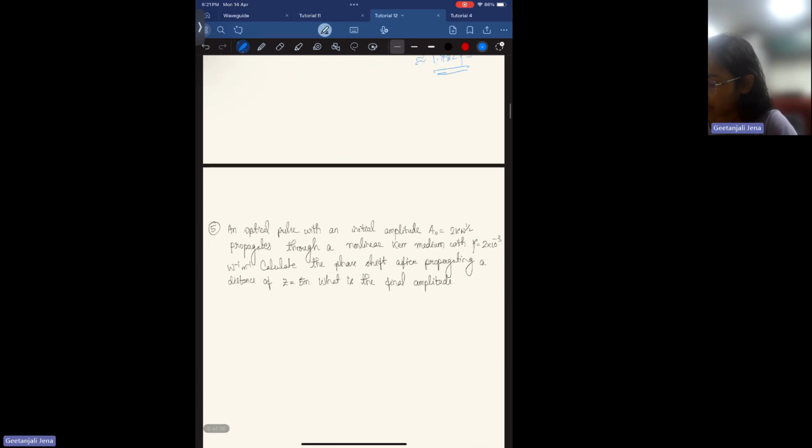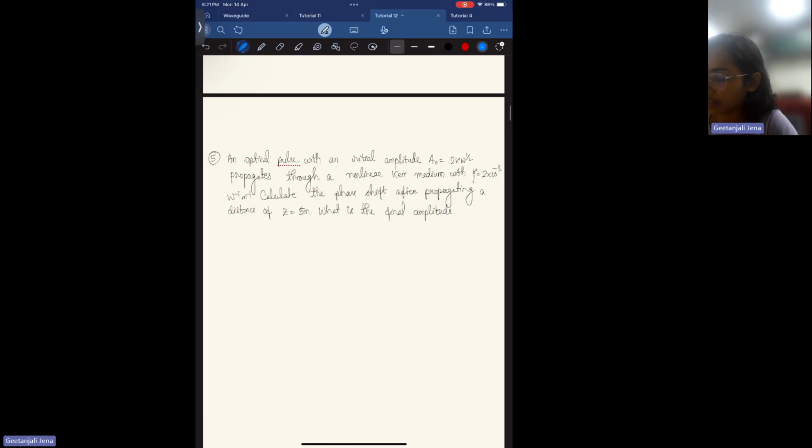So let us move to our next problem, which is a bit different from what we've seen in the first four problems. So please go through the question once.